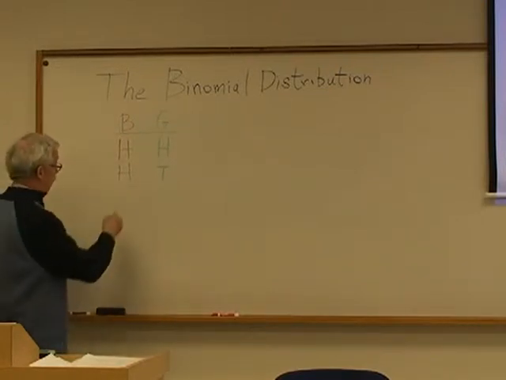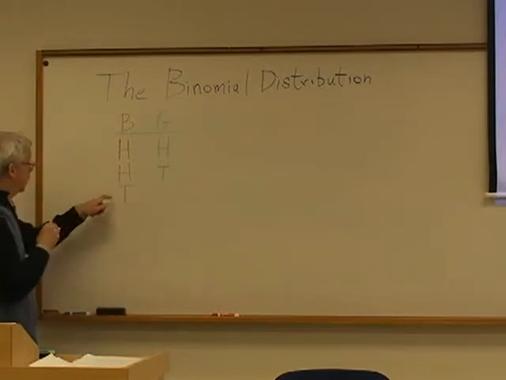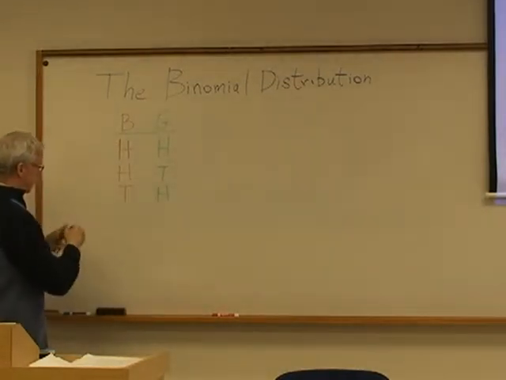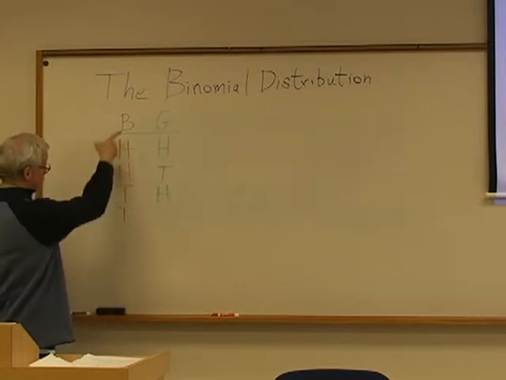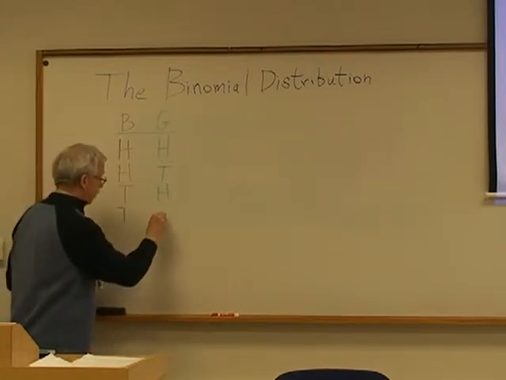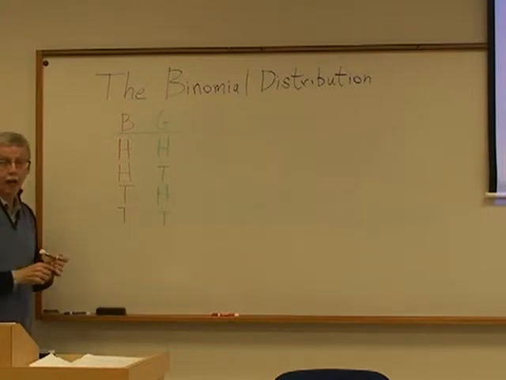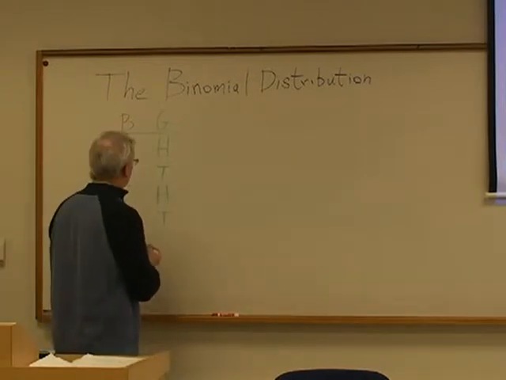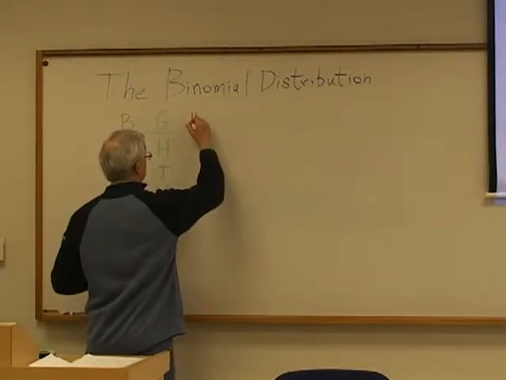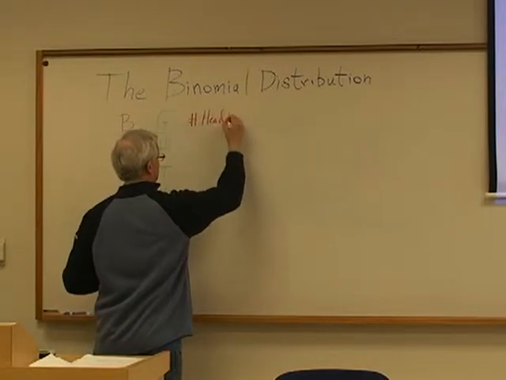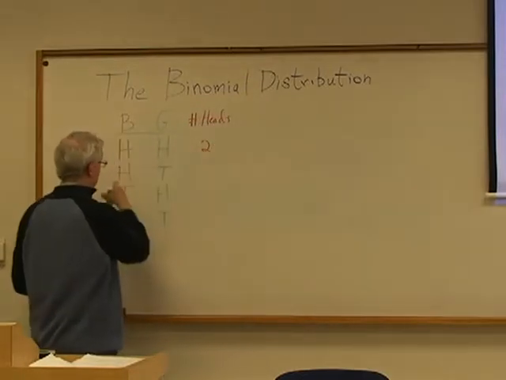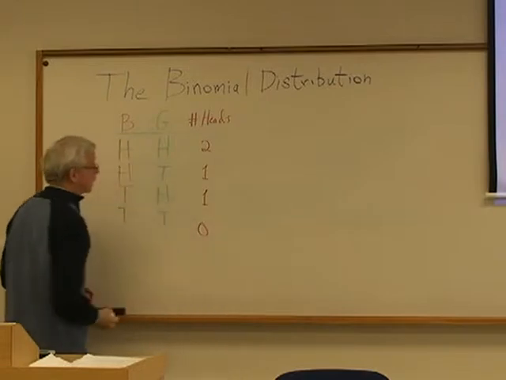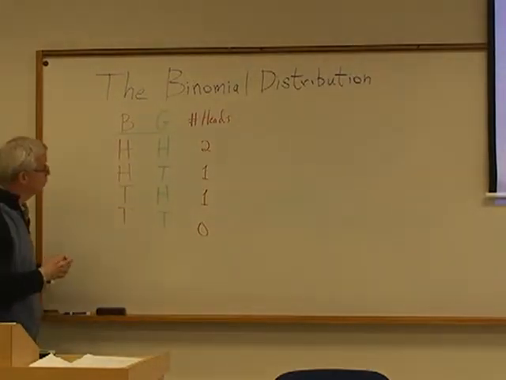Now there's more things that can happen, right? I can have tails happen on the brown coin, followed by heads on the green coin, and finally tails happening on the brown coin, while tails happen on the green coin. So I have four different outcomes, four different patterns that can happen. And if I count the number of heads, let's do that here. You can see that here I have two heads, here I have one, here I have one, and here I have 0.